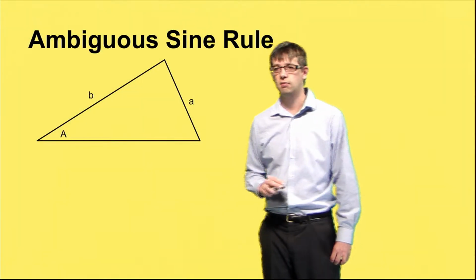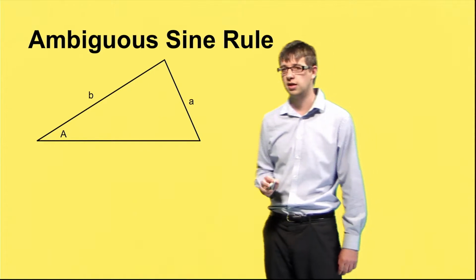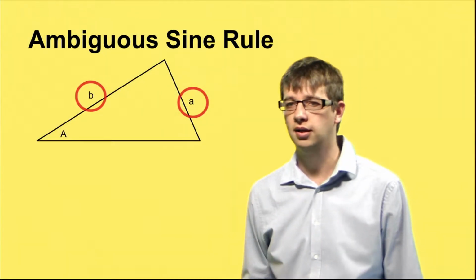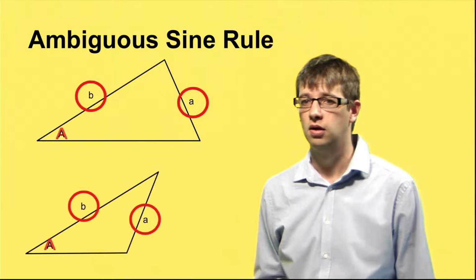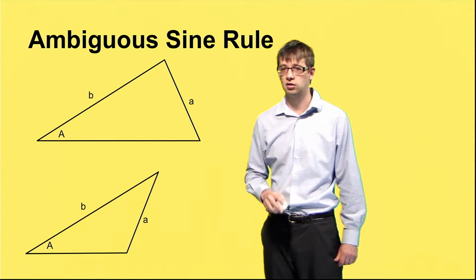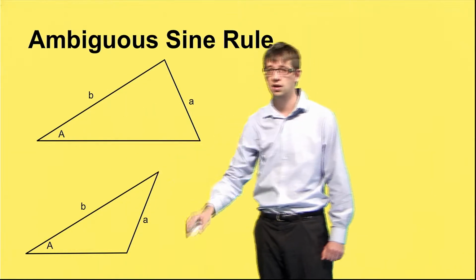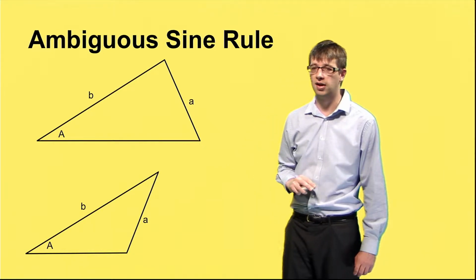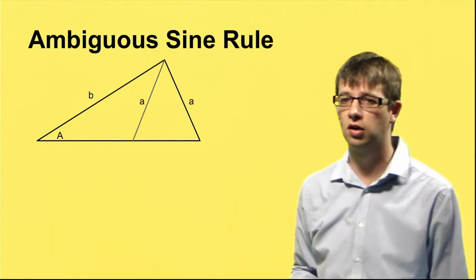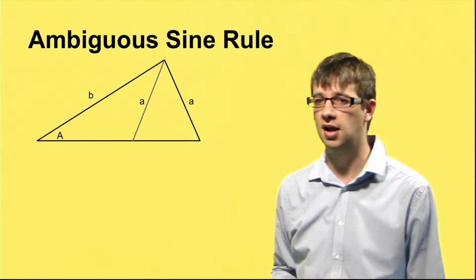We've got to be aware there's one case where we've got two possible options, two possible answers. It's called the ambiguous case of the sine rule. So when we've got two side lengths and an angle, both of these triangles have side lengths of length A, both have side lengths of length B over here, and both have angle A, but there's two different triangles. If we overlay those two triangles together, we get an isosceles triangle formed with side lengths A.